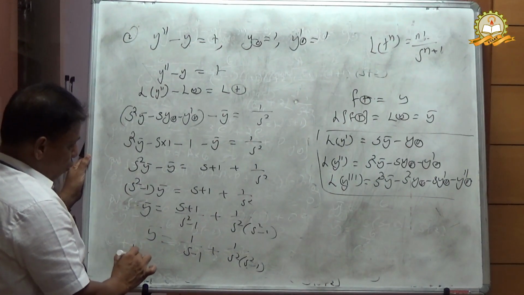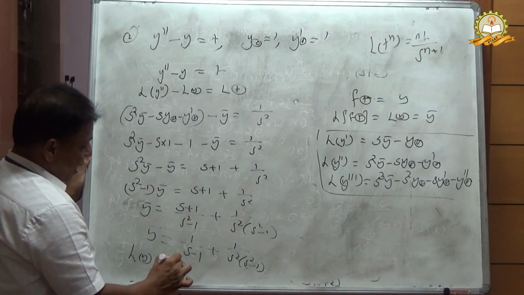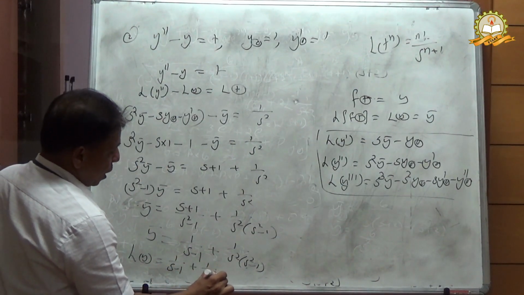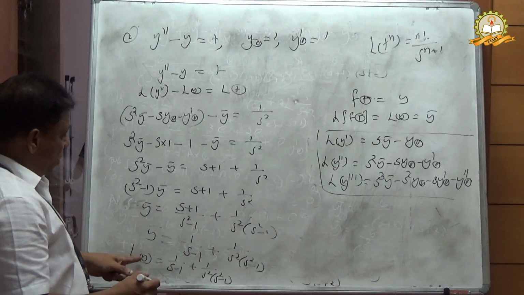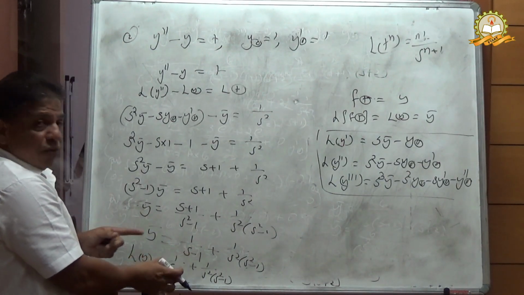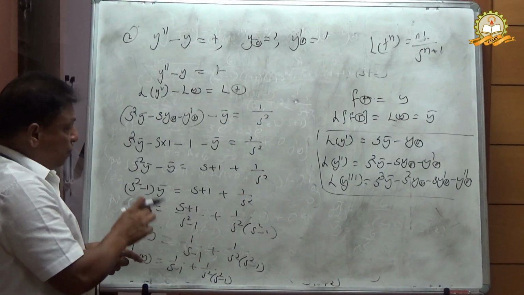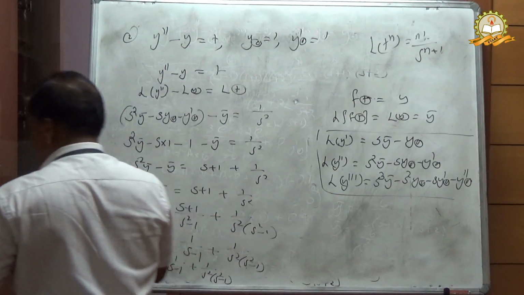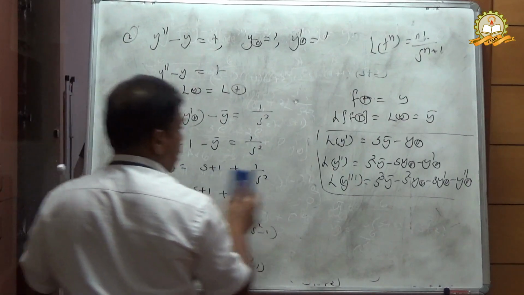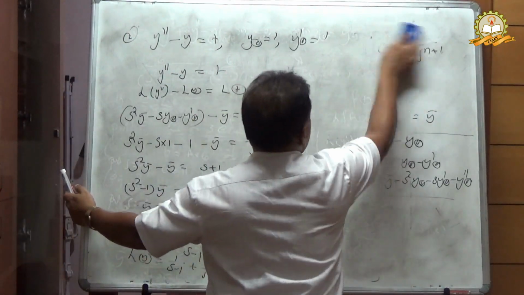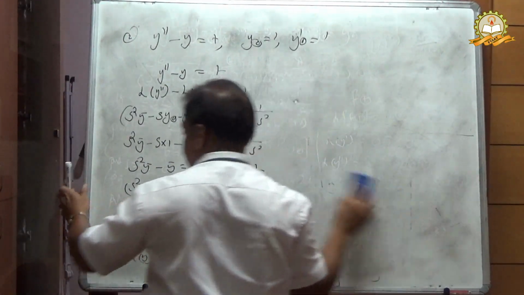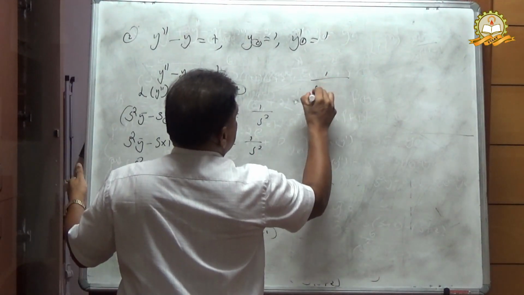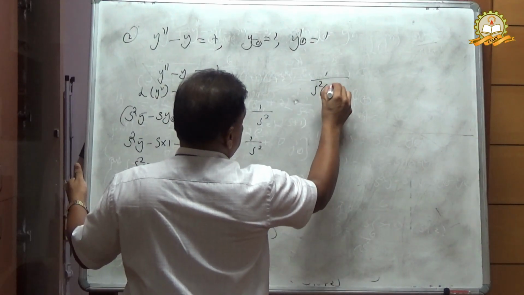Therefore, L of y is equal to 1 by (s minus 1) plus 1 by s square into (s square minus 1). When we take the L inverse of the function, we get the value of y. For that, first we resolve into partial fractions 1 by s square into (s square minus 1).